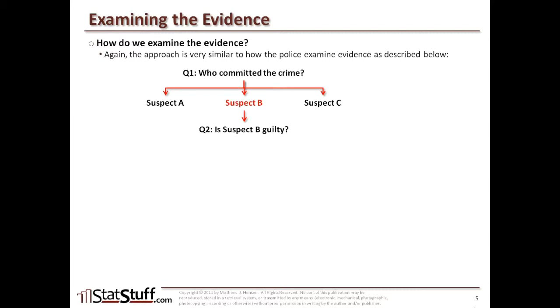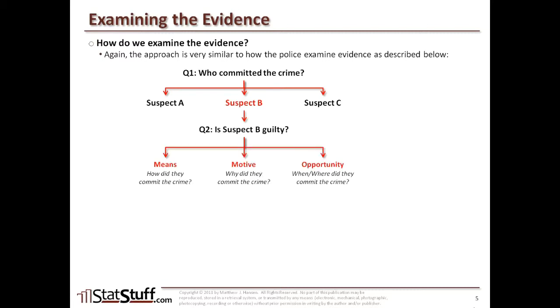So let's say for one of those suspects, they move on to the next question, which might be, is suspect B guilty? The thing they have to look for in determining if they're guilty or not is means, motive, and opportunity. Means being how did they commit the crime, motive being why did they commit the crime, or what's the incentive behind it, and opportunity being when and where did they actually commit the crime.